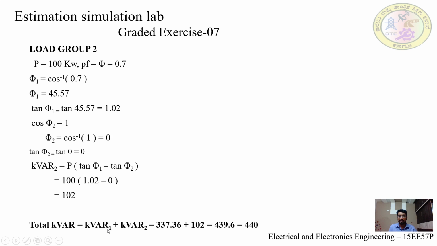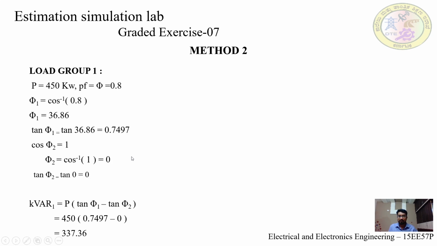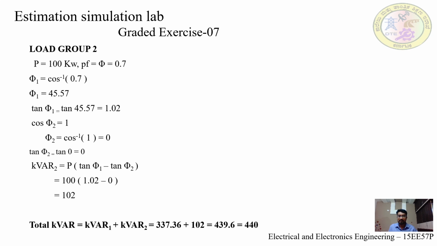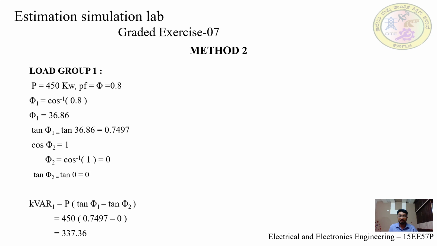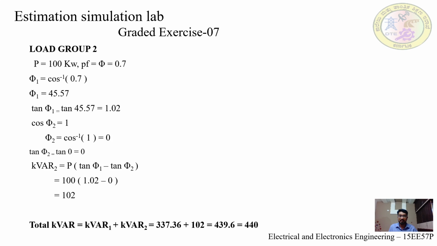Now we will add kVAR1 and kVAR2 to find the total compensation required. kVAR1 is 337.36 and kVAR2 is 102. Hence their sum is 439.6. We can round it off to 440. This is the same for both cases, as you can verify. In method 1 the total kVAR is 440. In method 2 also the total kVAR is 440.